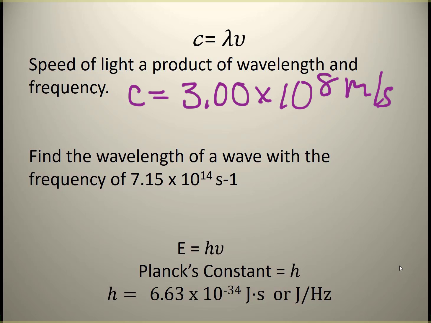So let's go ahead and do a problem using this formula. Find the wavelength of a wave with a frequency of 7.15 times 10 to the 14. And then this should read s to the minus 1. You often also see it as 1 over s, and it is also equal to 1 hertz. All of this should be on your data tables that are in your packet. Let's go ahead and do this problem.